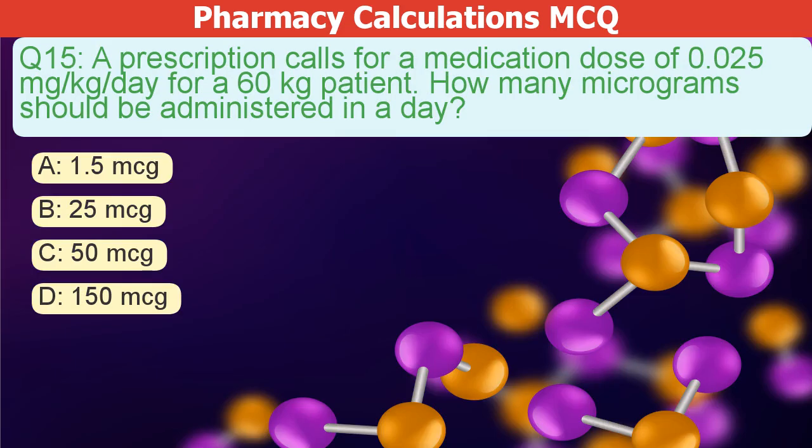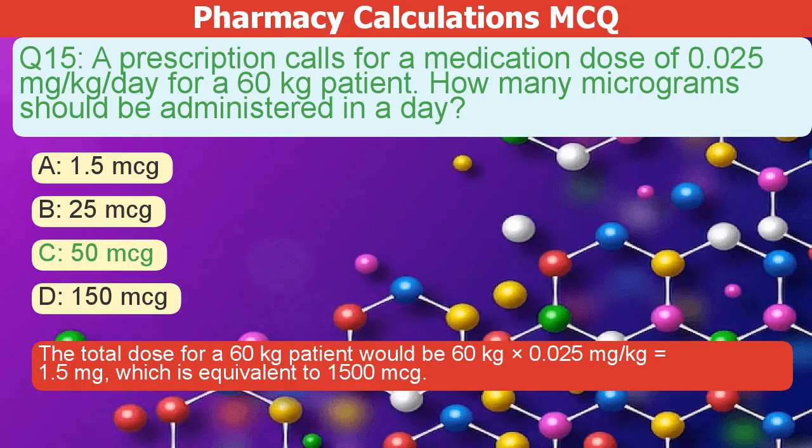A prescription calls for a medication dose of 0.025 milligrams per kilogram for a 60 kilogram patient. How many micrograms should be administered in a day? A. 1.5 micrograms. B. 25 micrograms. C. 50 micrograms. D. 150 micrograms.